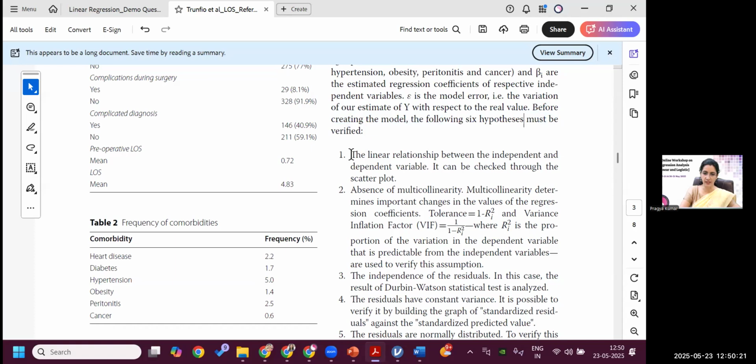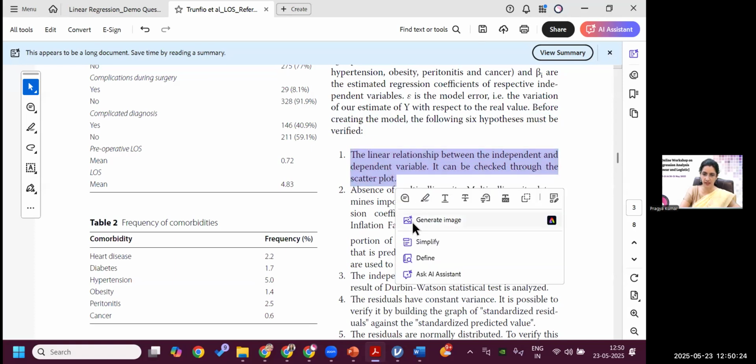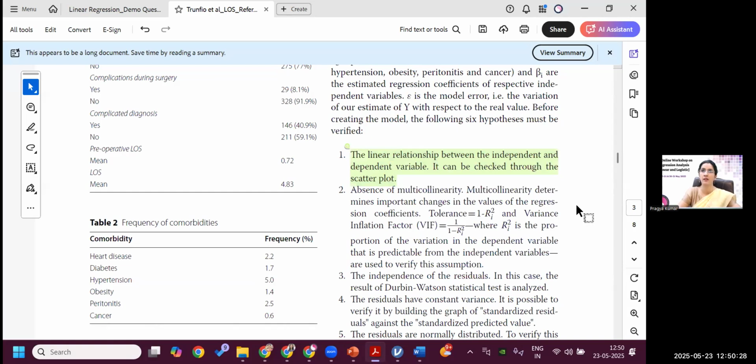Can someone read this? The linear relationship between the independent and dependent variable can be checked through the scatter plot. They have written scatter plot, but it can be checked with the residual. So, okay.